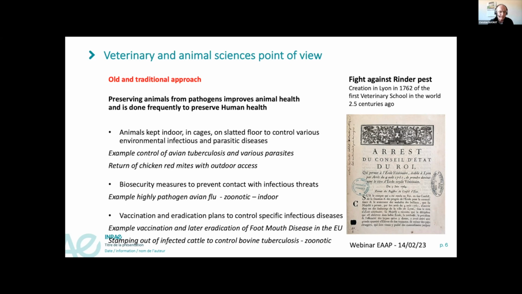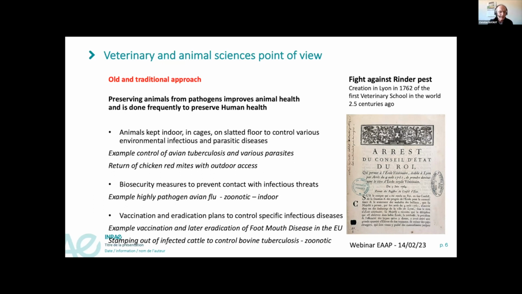The second means is biosecurity measures to prevent contact with infectious threats. An important current example is highly pathogenic avian flu, which can be zoonotic, and the idea is to keep animals indoors. This is regulation: it is mandatory to keep animals indoors in an infected area.